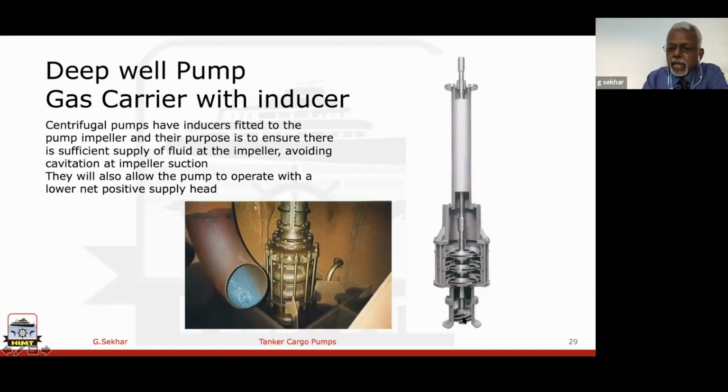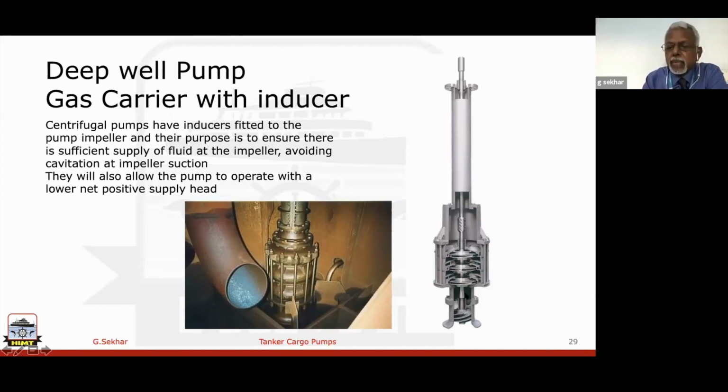You see the profile of the inducer. When the shaft is rotating, the inducer also will rotate. So it will suck the liquid and turn it around through this profile, and it makes the suction losses less. It allows the pump to operate with a lower net positive suction head. Now that's the reason they are given the inducer.